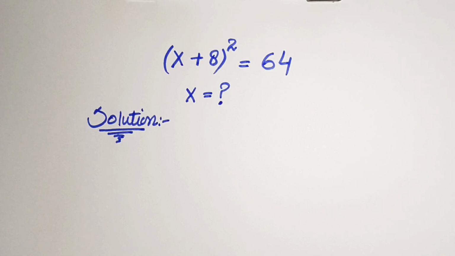Today we have a nice exponential problem: (x + 8)² = 64. We have to find the value of x here. We have two different methods, so we are going to solve by method number 1.